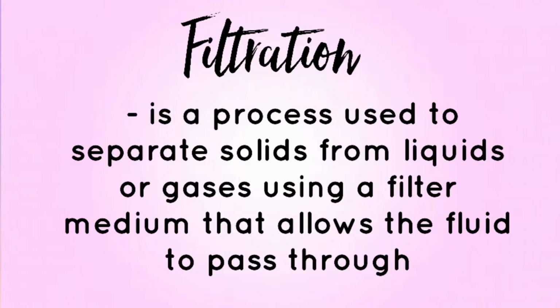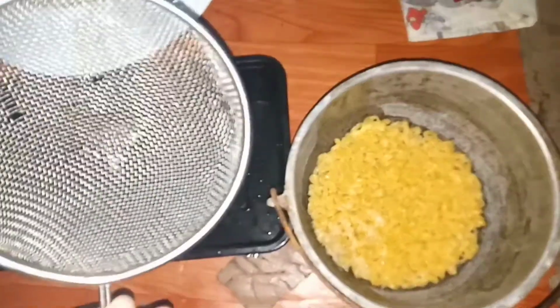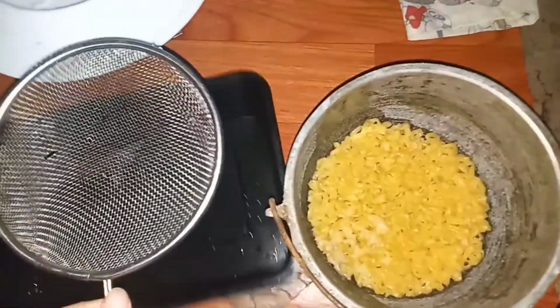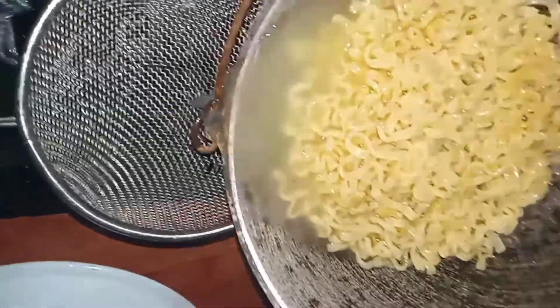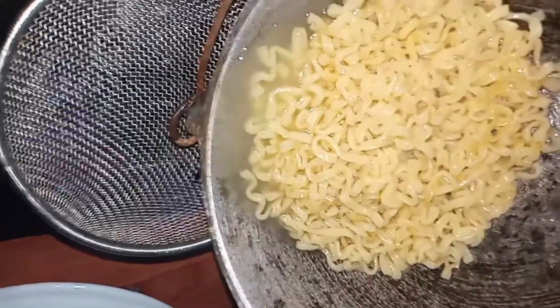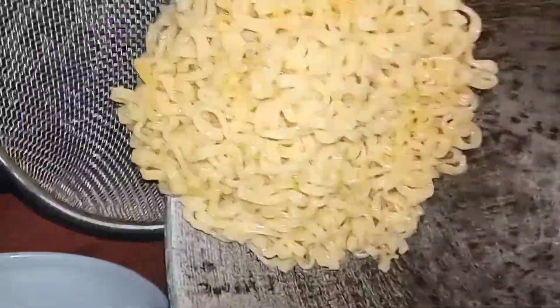The next and last method is filtration. It is a process used to separate solids from liquids or gases using a filter medium that allows the fluid to pass through. Strainer is the most common filter medium. Using this, we can easily remove the excess water of our pasta.